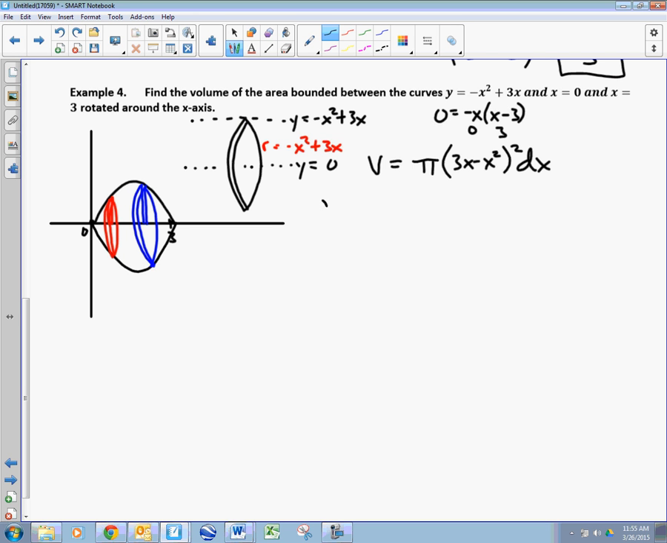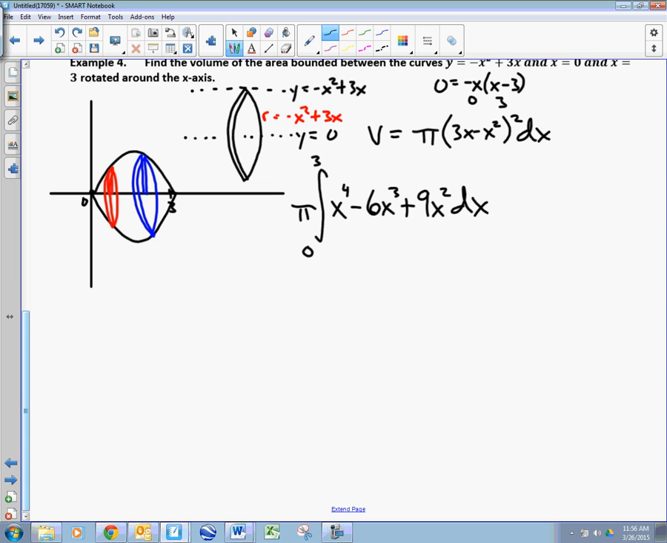All right. We integrate from 0 to 3, pi out front, times what? Square negative x squared. Good job, x to the fourth. What's in the middle? Minus 6x third plus 9x squared dx. You can see my 3.